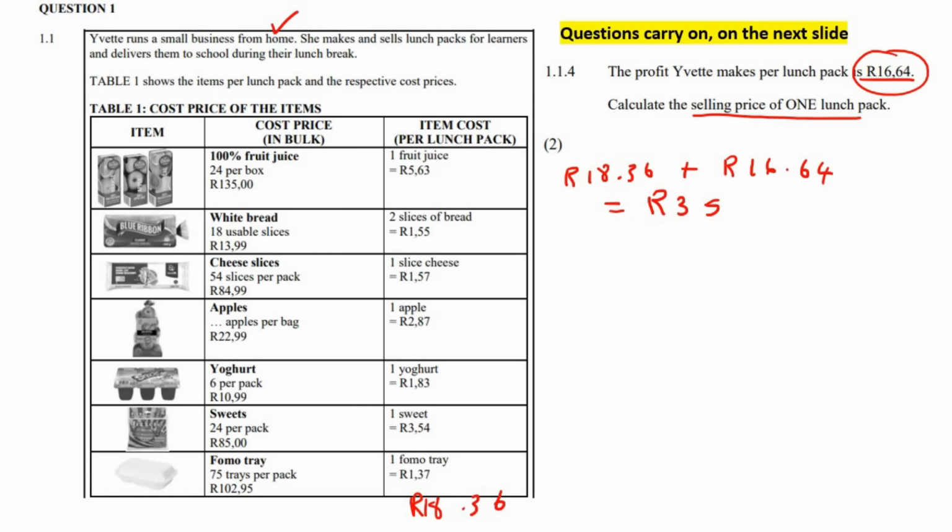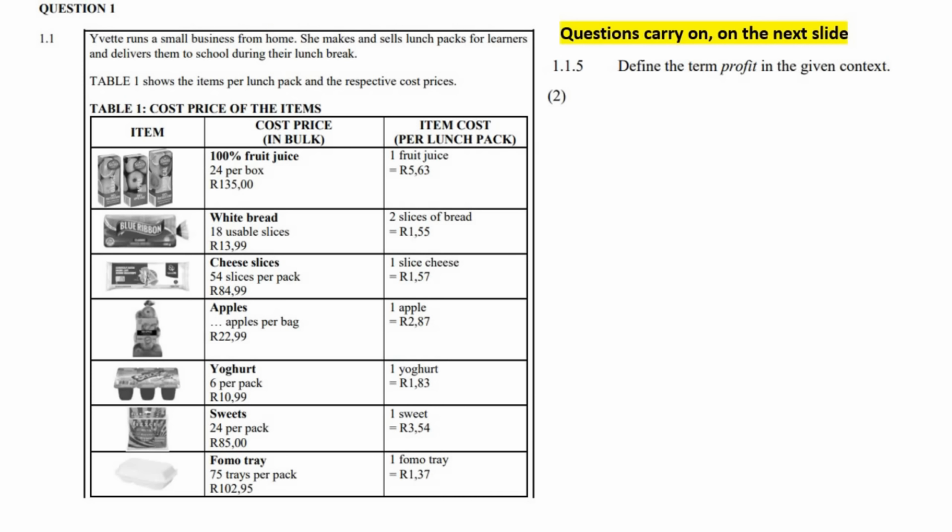So you see, the school gives her 35 Rand, and so 18 Rand 36 was the amount that she had to spend to make everything, the bread, the apple, the yogurt, to make each lunch pack. And then the 16 Rand 64 is the profit. That is the money that she puts in her back pocket because she's running a business, so she has to make a profit. Okay? So here this question says, define the term profit in the given context. So we all know what profit is.